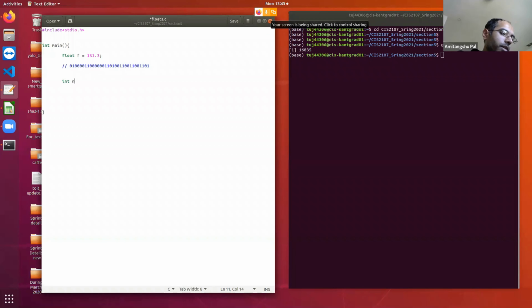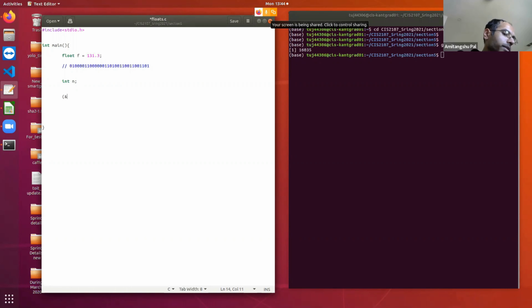Let's suppose n is an integer. So I want to store the corresponding integer value to n. Clear to all of you? How can I do so? Let's see the steps. So here f is equal to 131.3. The value of f is basically this one, right?